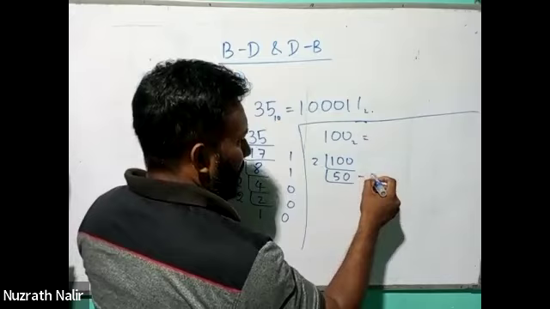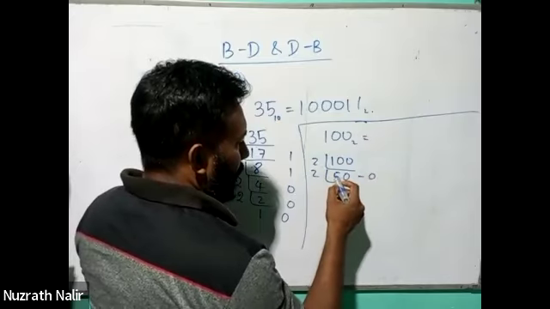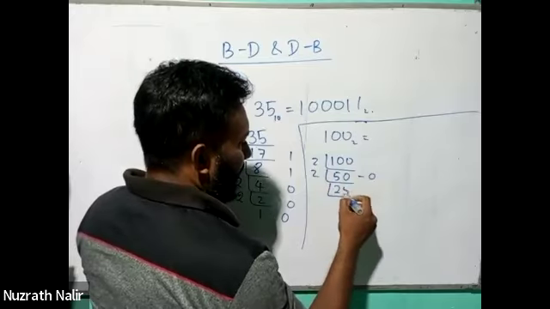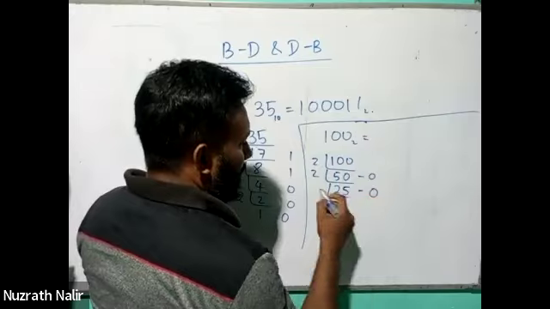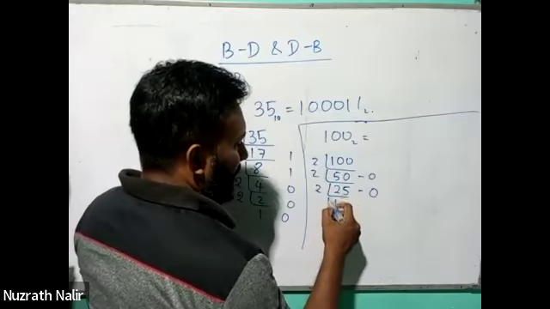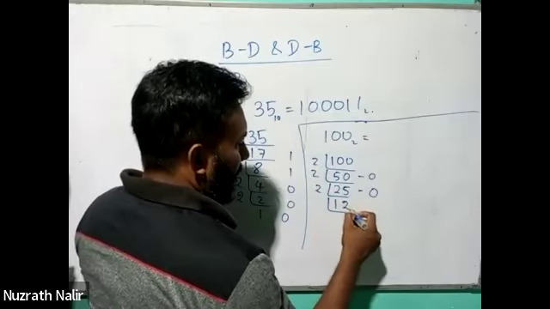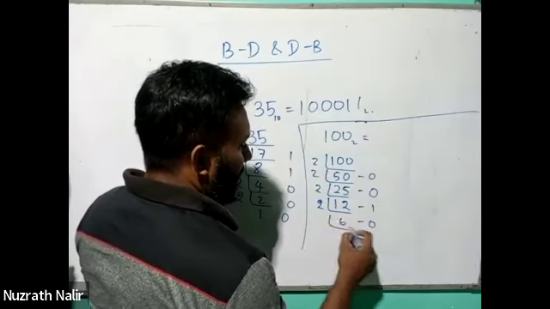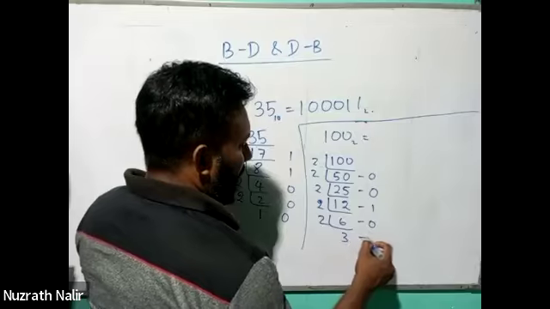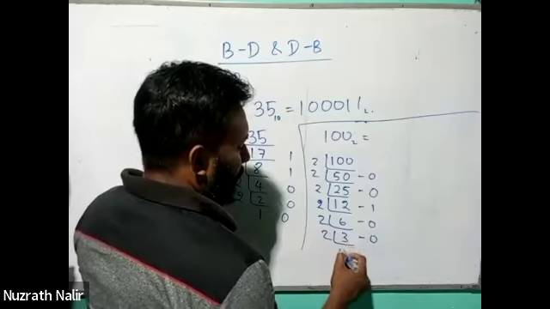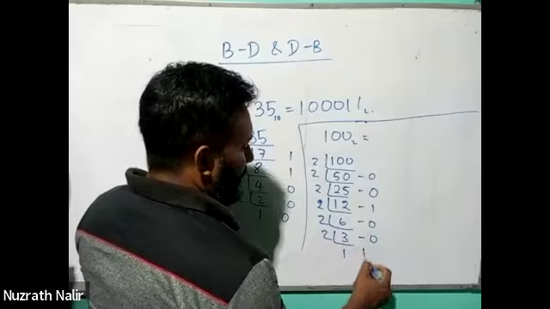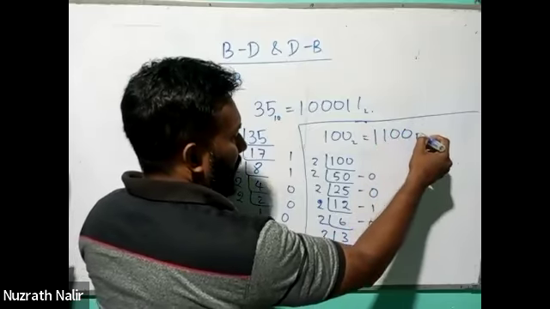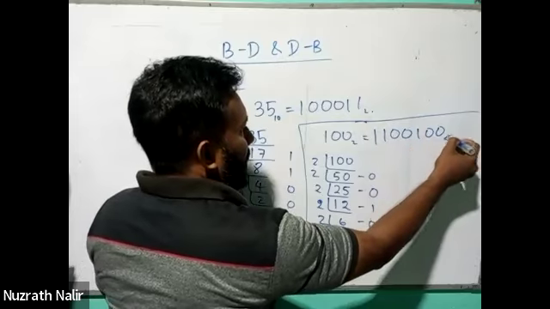Then 0. Then here also no balance. 2 here, 2. Then 1 balance 10, 5. Then 0, 2, 1 times, and here 2 times, and balance 1, 2, 6, no balance, 2, 3, no balance, 2, 1, 1 balance. So then 1, 1, 0, 0, 1, 0, 0.